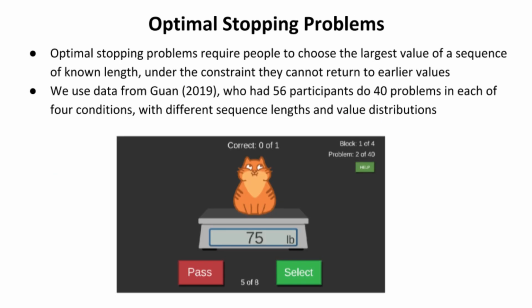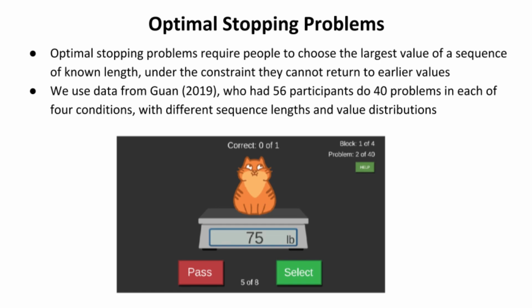Let's turn now to optimal stopping problems. In the full information optimal stopping problems we consider, people are presented with a series of values and simply have to choose the maximum. The catch is that they can't return to earlier values in the sequence, so you have to choose it at the time it's presented, which creates uncertainty.